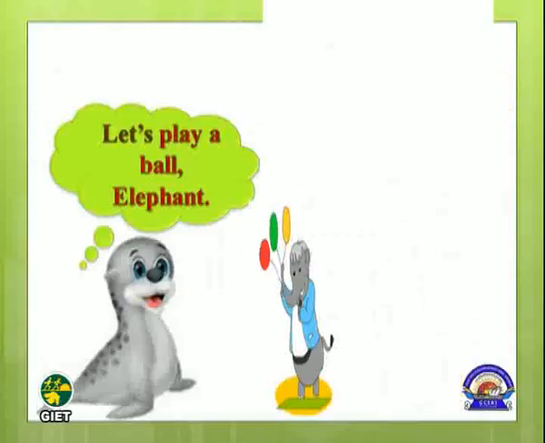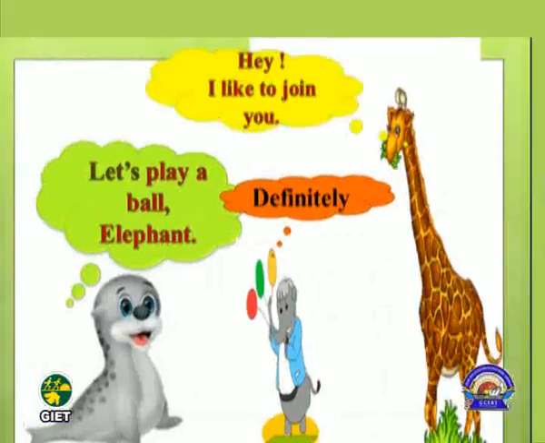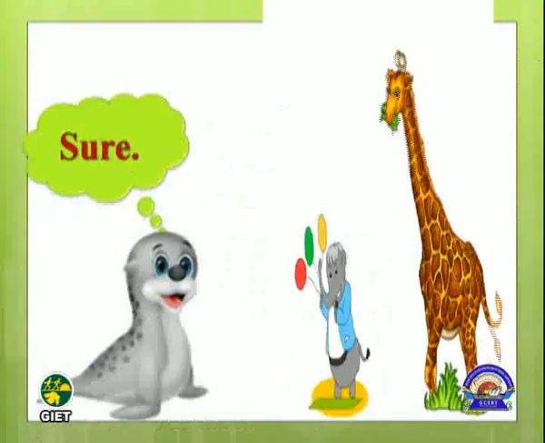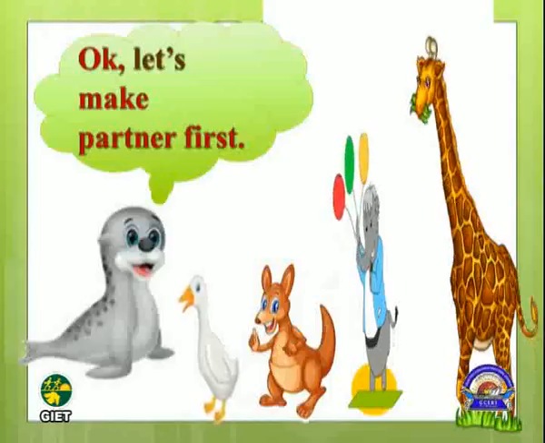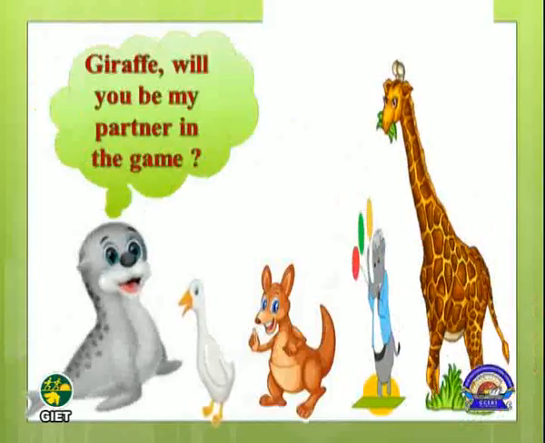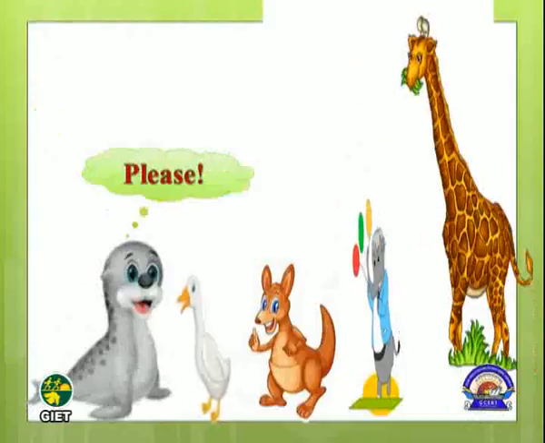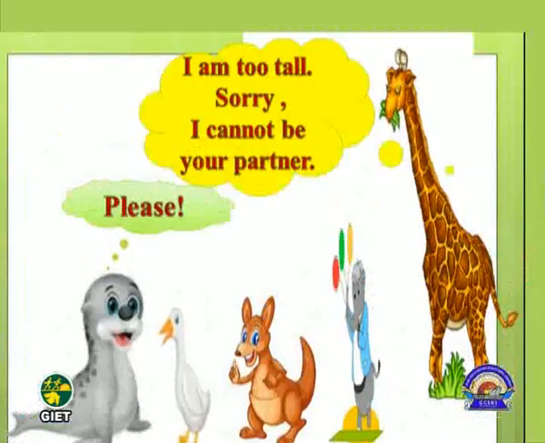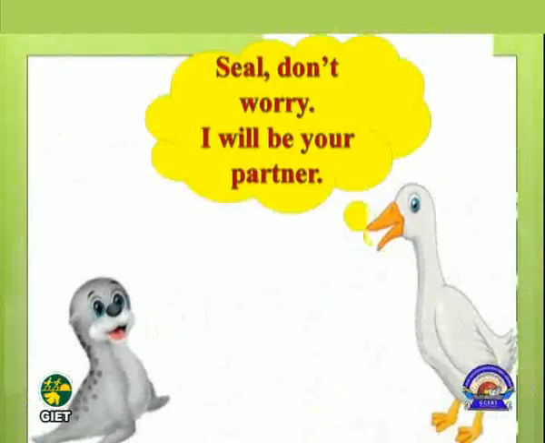Let's play a ball, elephant. Definitely. Hey, I like to join you. Sure. Let's play. Okay, let's make partners first. Giraffe, will you be my partner in the game? Let me think. Please? I am too tall. Sorry, I cannot be your partner. Seal, don't worry. I will be your partner.